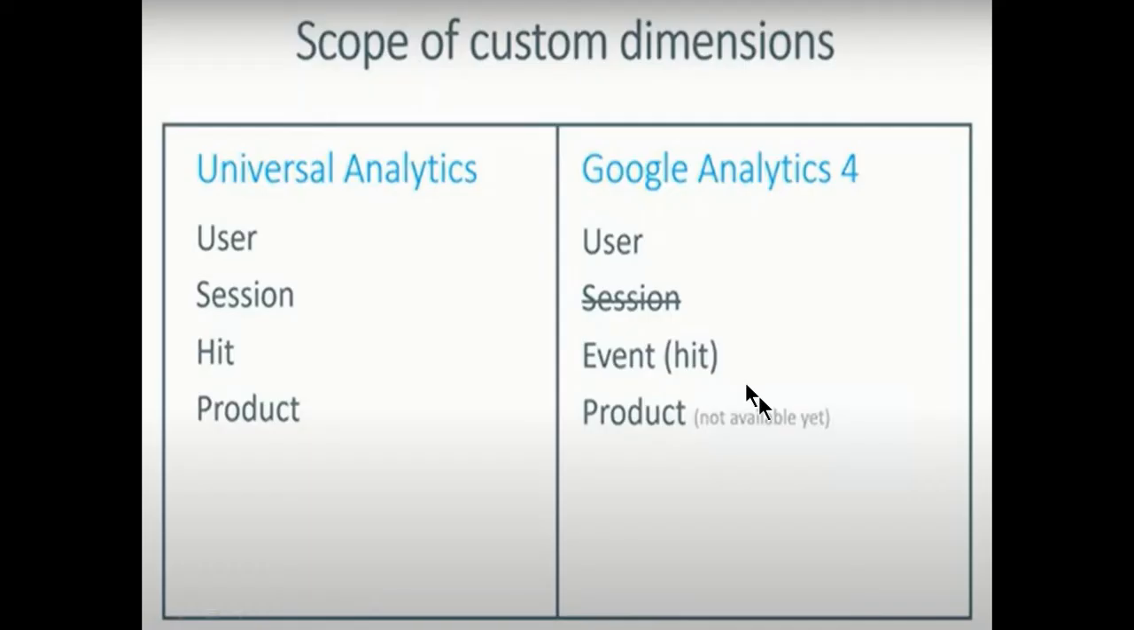These are the custom dimensions and metrics. And this is the difference between Universal Analytics and Google Analytics when we go for scope. We have a user section in both cases. Sessions are only available in Universal Analytics. We do not have sessions in Google Analytics. Hit is what we call it in Universal Analytics, and event is what we call it in Google Analytics. The product feature is available in Universal Analytics, but in Google Analytics it is not yet available. So we only see event and user, and here we see four sections over here.